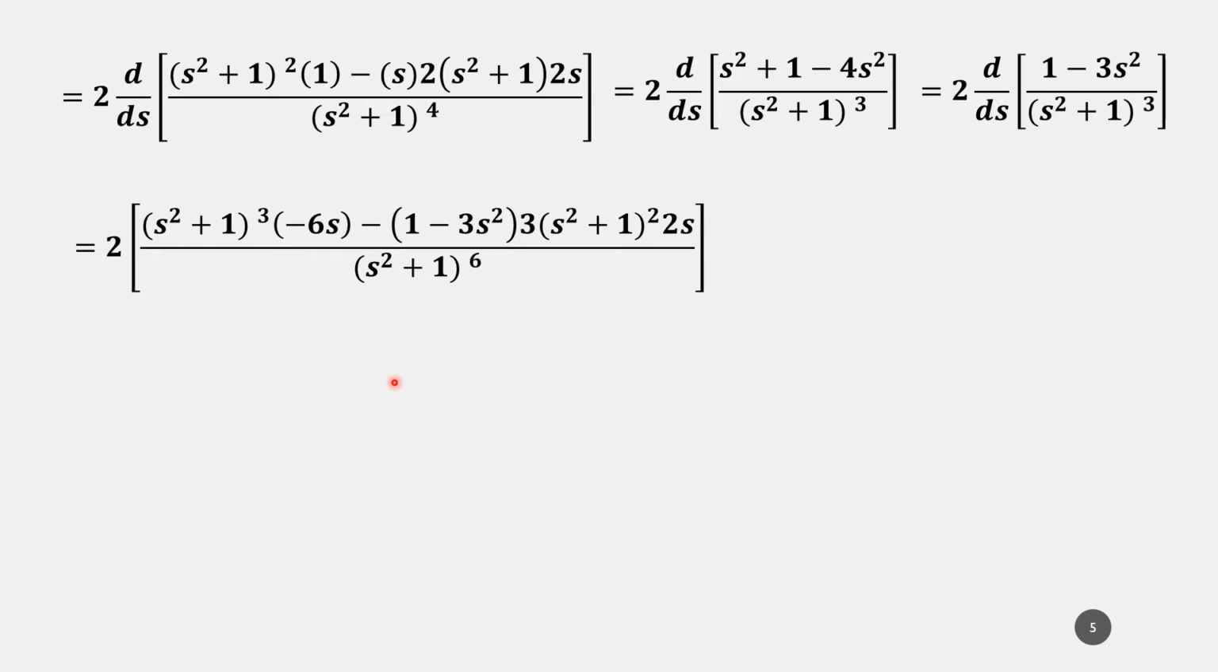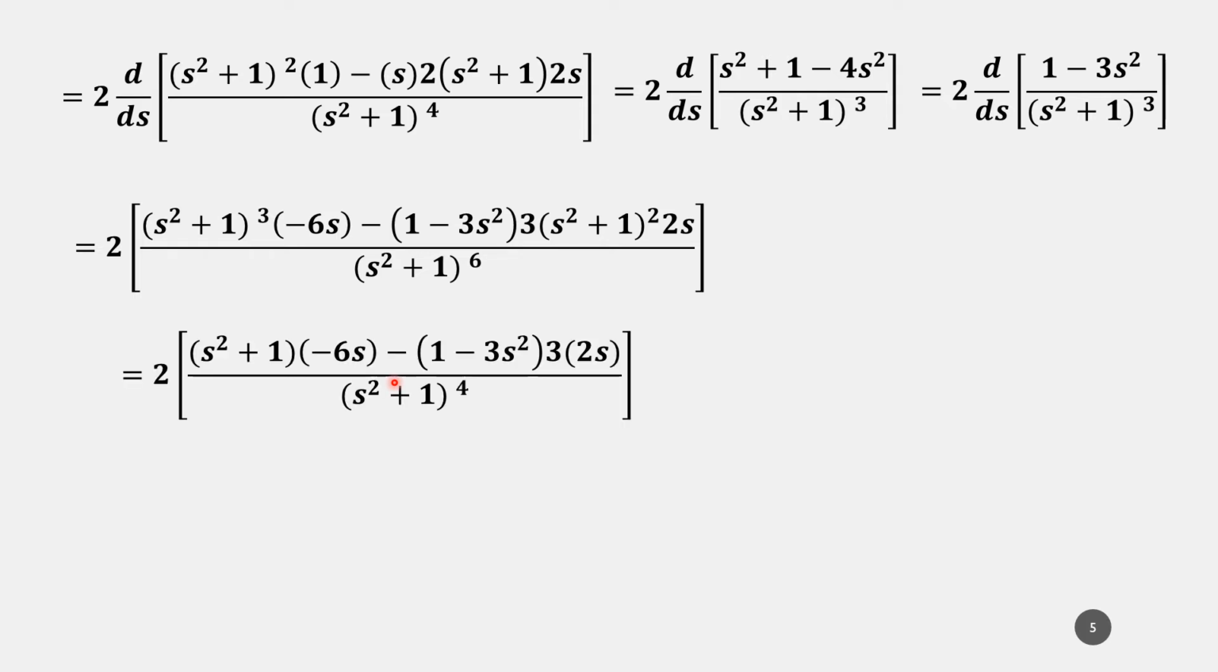So after cancelling s square plus 1 the whole square in both numerator and denominator, we will get, so one square term is gone. So remaining will be s square plus 1 minus 6s minus 1 minus 3s square. Again this term is gone. So 3 into 2s upon s square plus 1 the whole square is gone. So remaining will be 4. Open the bracket and simplify.